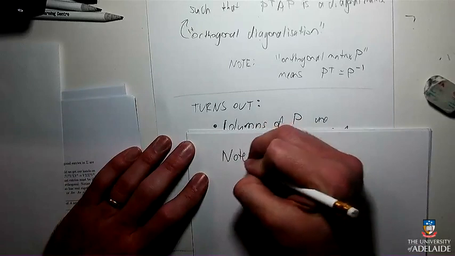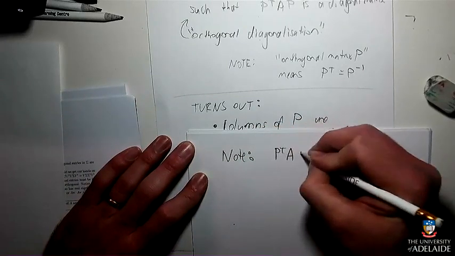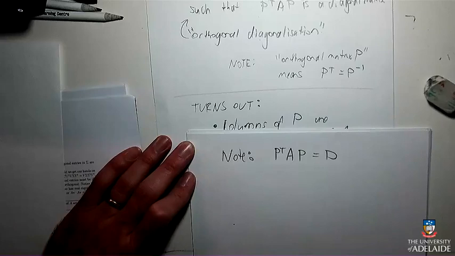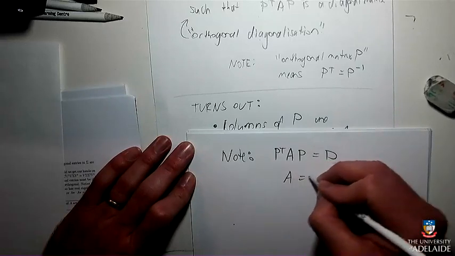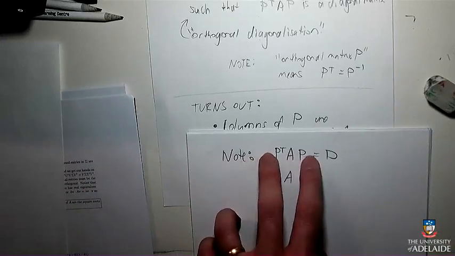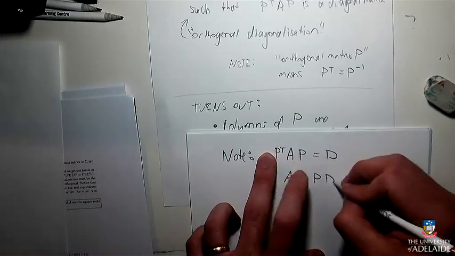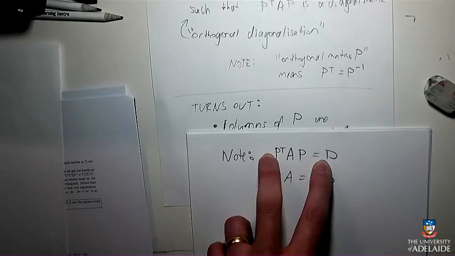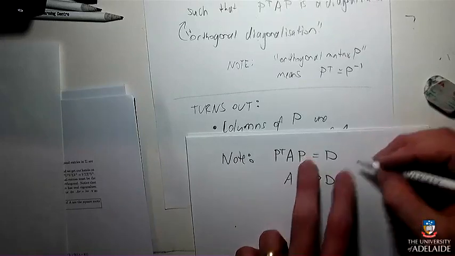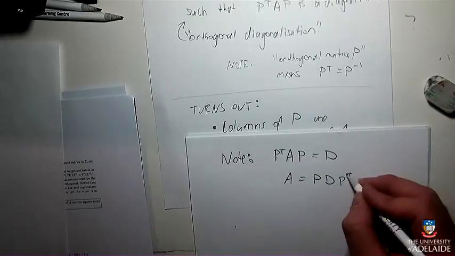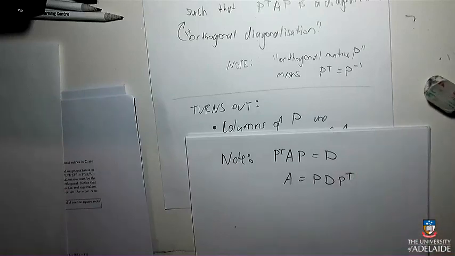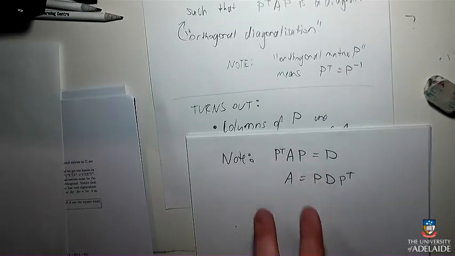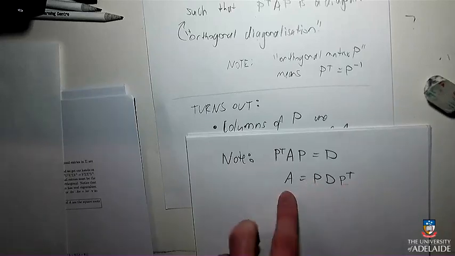So note, P transpose AP is the diagonal matrix D, which means that if we multiply P on this side here and here, then we'll get PD, but the P times P transpose is the identity because P and P transpose and P inverse are the same. So we get that, and multiply a P on this side, P transpose on this side, we get that. Okay. So instead of thinking of this as a process which turns A into a diagonal matrix, we're going to think of it now as a process which turns a diagonal matrix into A.